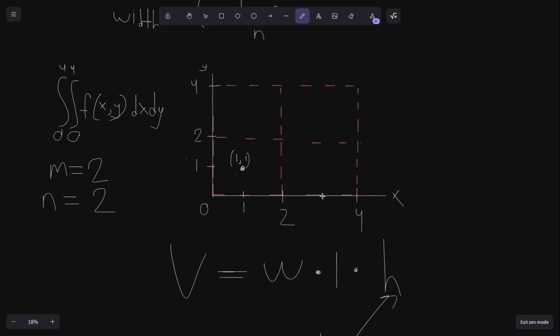Let's move on to the next midpoint. The next midpoint here, well, what's the midpoint between 2 and 4? That's 3. And the midpoint between 0 and 2 in the y direction is going to be equal to 1, right? So your y value stays the same. Now the x value changes.